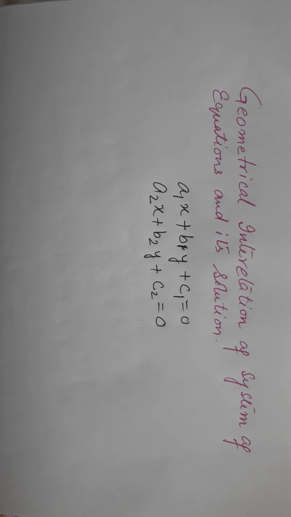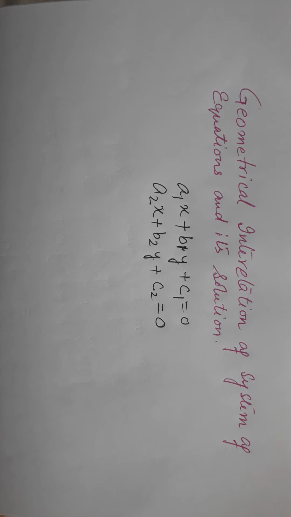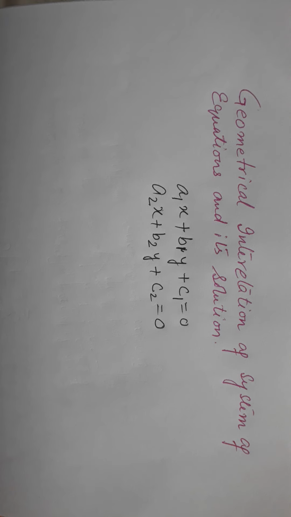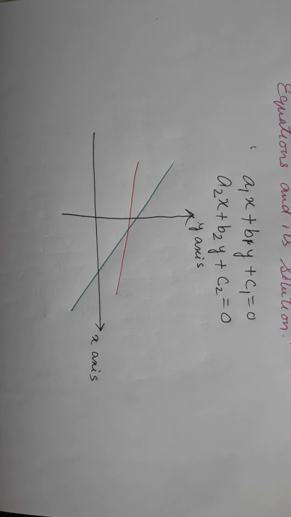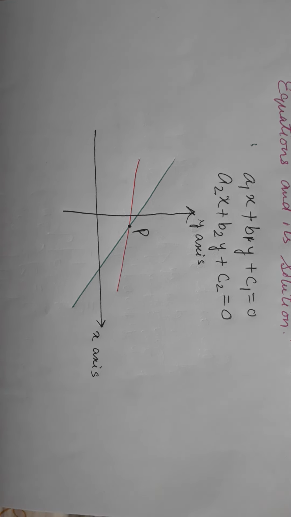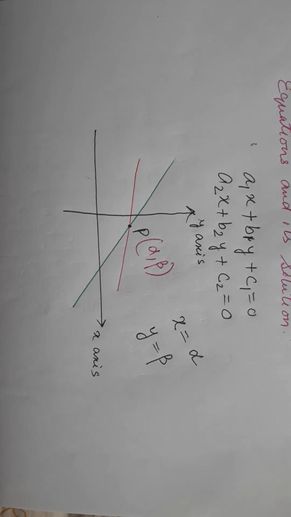So we have two linear equations, a1x plus b1y plus c1 equals 0 and a2x plus b2y plus c2 equals 0. Both the equations are on the same plane, and this is called the Cartesian plane. These two equations have a unique solution if both the equations are non-parallel. That is, they will intersect at a unique point P. Let us suppose the coordinates of the point P be alpha comma beta. Then the solution of the above two equations will be x equals alpha and y equals beta.